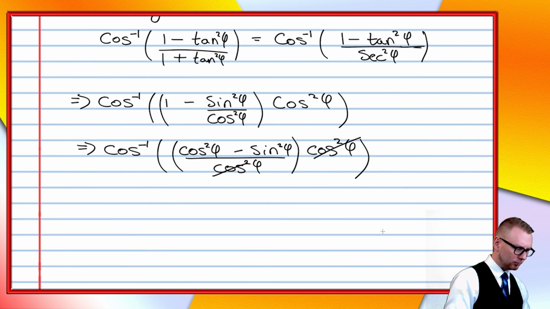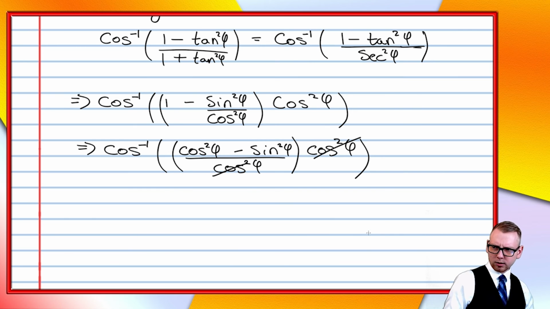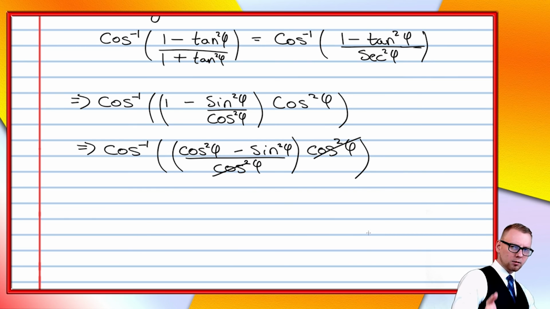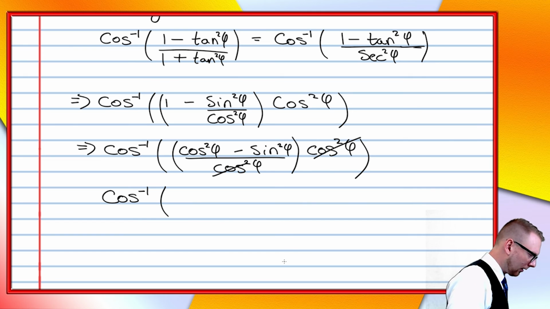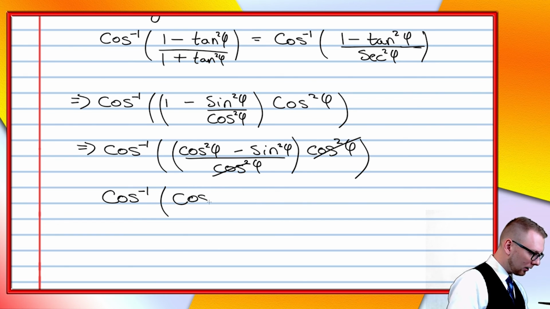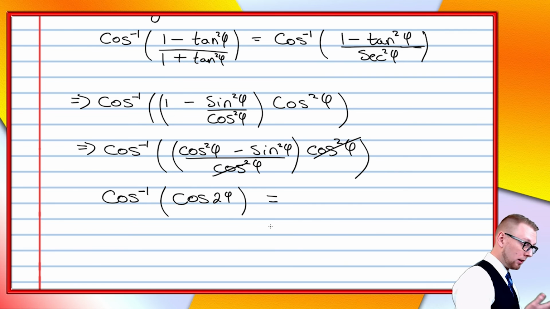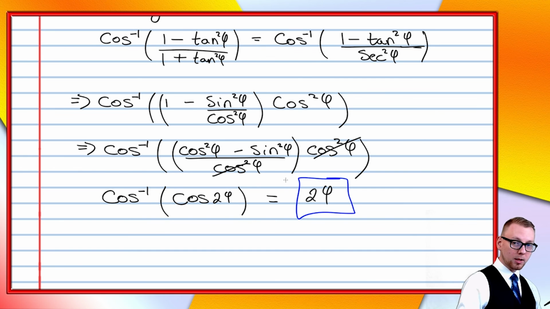Hold up. Cos squared minus sine squared. Isn't that another trig identity? Pretty sure it is. That's cosine of 2 theta. We've got cosine inverse. Well, cos squared minus sine squared is cosine of 2 phi. Again, inverse cancellation. We've got 2 phi. Holy cow, simplifying. Let's keep that for later.